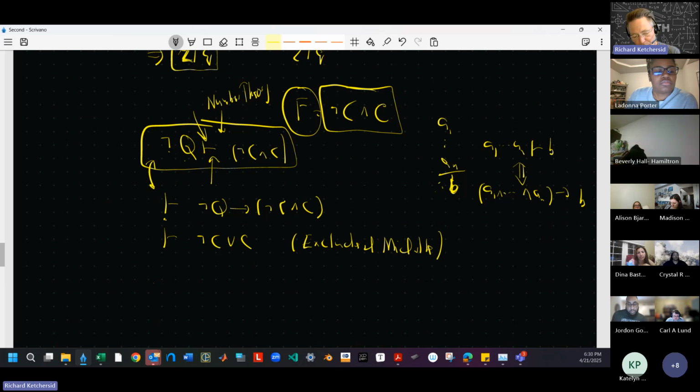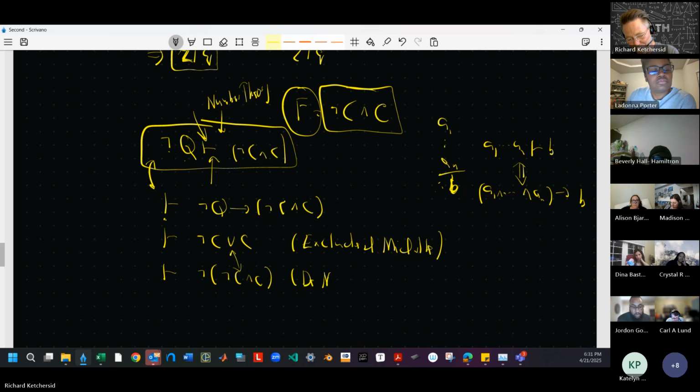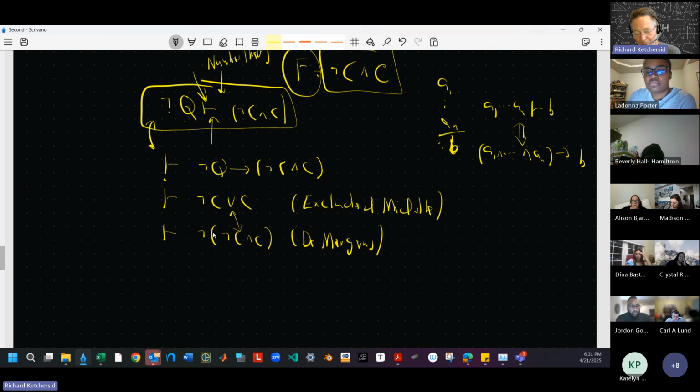So we have those two things, but we also have this. And then from this, I can actually conclude not C and C. Why can I do that? Well, that is De Morgan's law, so that's just De Morgan's. And then from that, I have not C and C. And I have this, not Q implies not C and C.